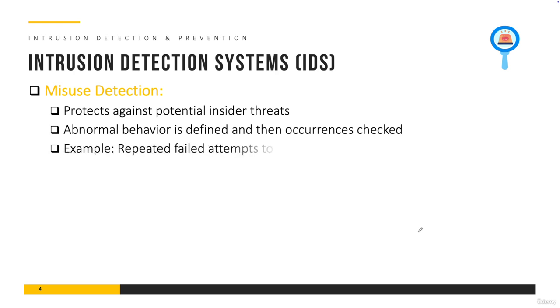To give you an example, let's say we have defined that if repeated failed attempts to access financial records are detected, then that's an abnormal behavior. So if you're using the misuse detection strategy, then if there are repeated failed attempts to access financial records, a misuse detection alert would be generated.